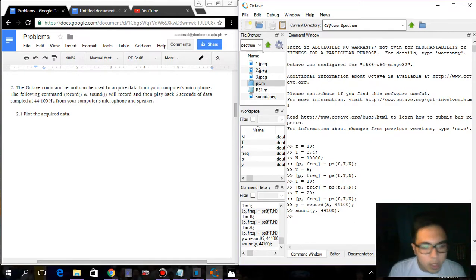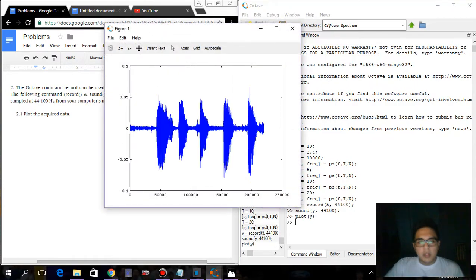And it was stating to plot the acquired data, we'll just simply plot the data y, and there you go. See, five strong frequencies.